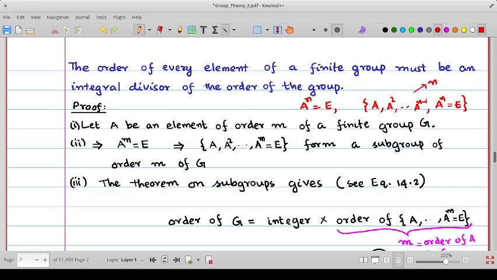Now, Lagrange's theorem says that the order of the group should be divisible by the order of any subgroup. Now, the order of this subgroup is simply n, the order of the element in the group. And therefore, it follows that the order of the group should be divisible by the order of the element as well.